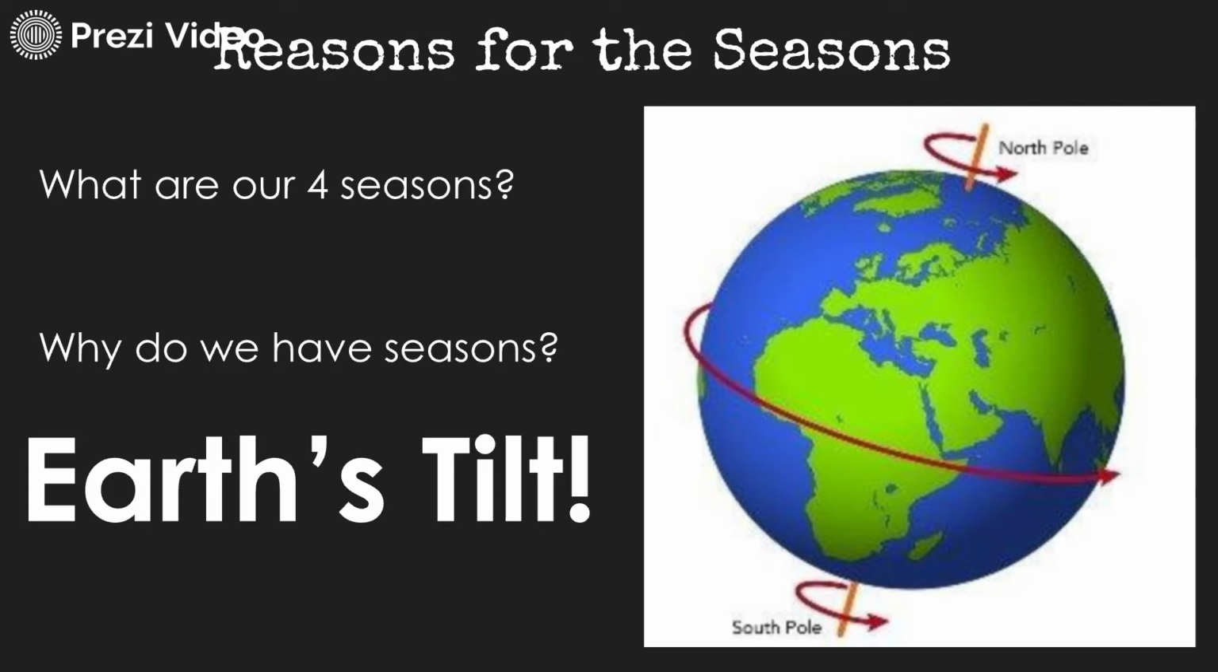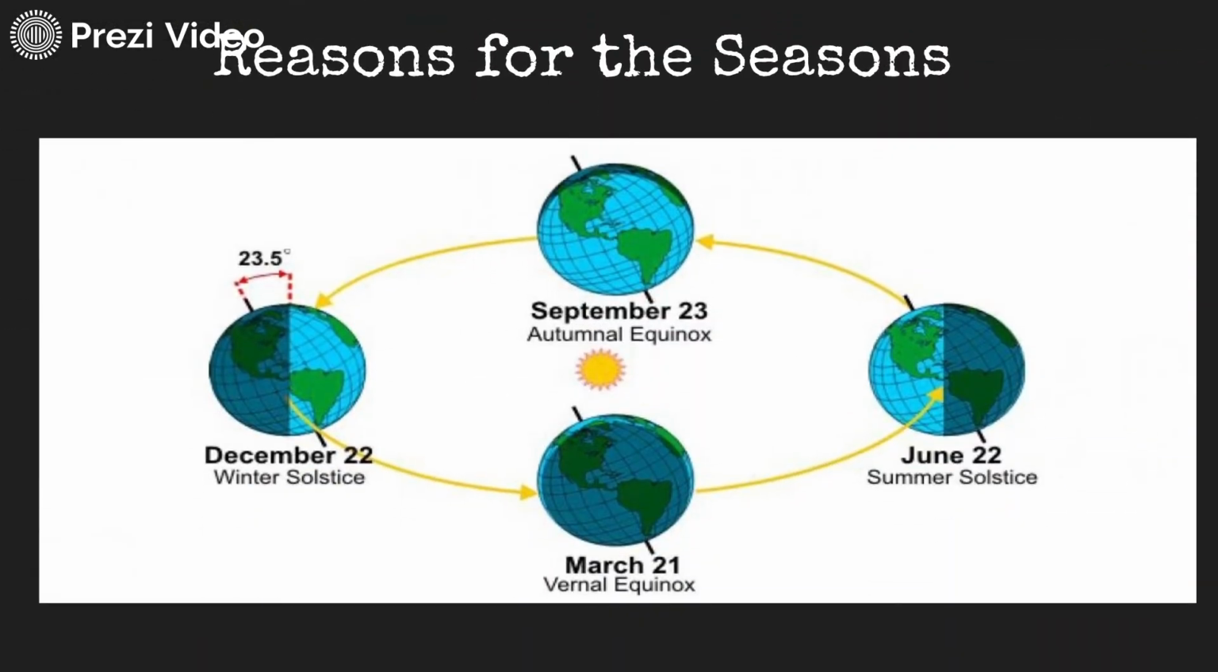Notice in this picture, we have our 2 axes, the North Pole and the South Pole, but they are not standing straight up. They're kind of tilted. The Earth is tilted in relationship to the sun. So as we spin, different parts of the Earth spend more time tilted towards the sun than other parts depending on the season. So here we have what we call the solstice and equinox parts of our orbit around the sun, so our revolution around the sun.